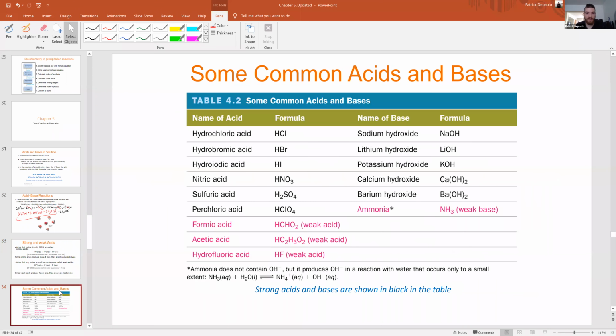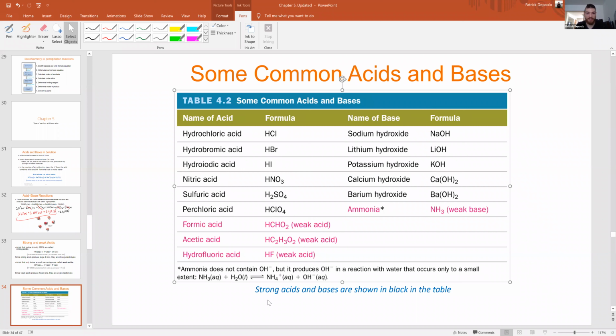So anyway, here's what the textbook does to tell you what the strong acids are. They basically did HCl, HBr, HI, HNO3, H2SO4, HClO4. Ooh, but they don't tell you that acronym. I made that up, so give me credit. And you see everything else is weak. So the list is not just this, there's a lot more weak acids, but these are the strong ones.